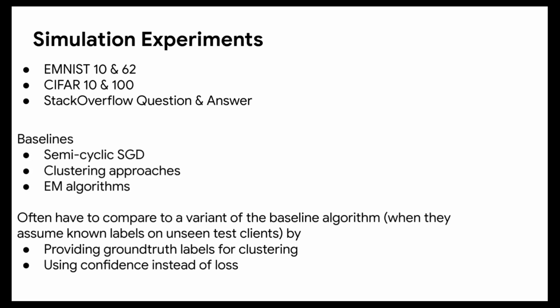One note is that a lot of these clustering and EM approaches assume that you have access to labels on some unseen test clients. Basically, they are more like a personalization approach. For those algorithms, we often have to use a variant of the algorithm, either providing ground truth labels or using confidence instead of losses.